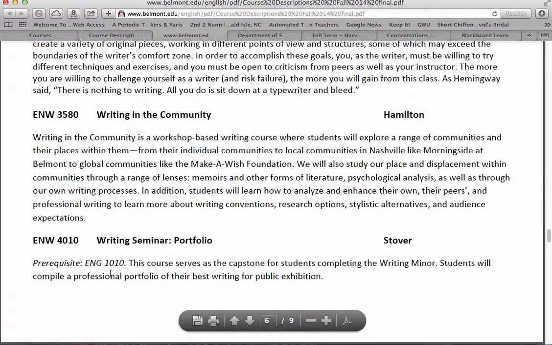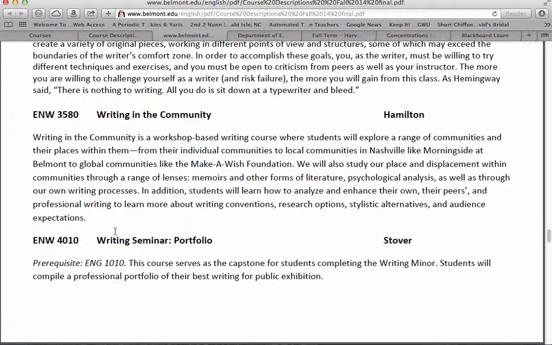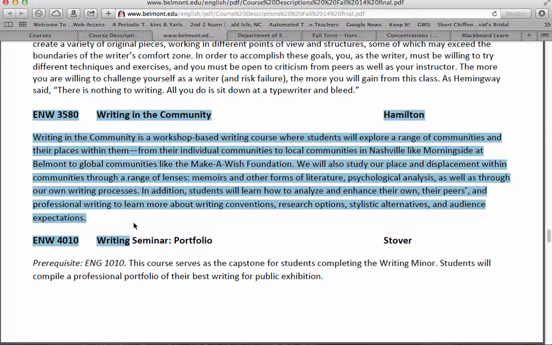One of the courses that she talked about was writing in the community, specifically Nashville. And she had this whole idea of decentering the classroom that she presented. And so I wanted to see what that course and course description looked like, and here it is.